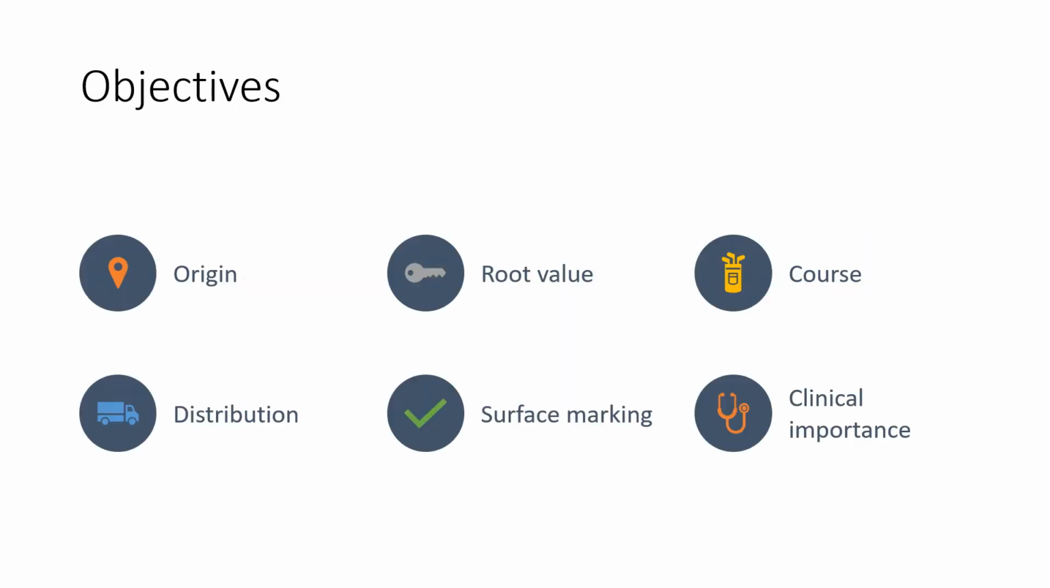The objectives for this lecture are, at the end of this lecture the student should be able to answer a question wherein he or she is asked to describe the origin, root value, course, distribution, surface marking, and clinical importance of the long thoracic nerve.